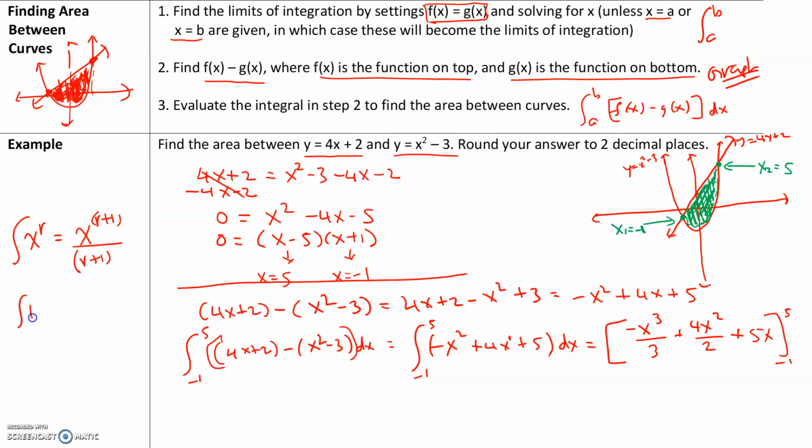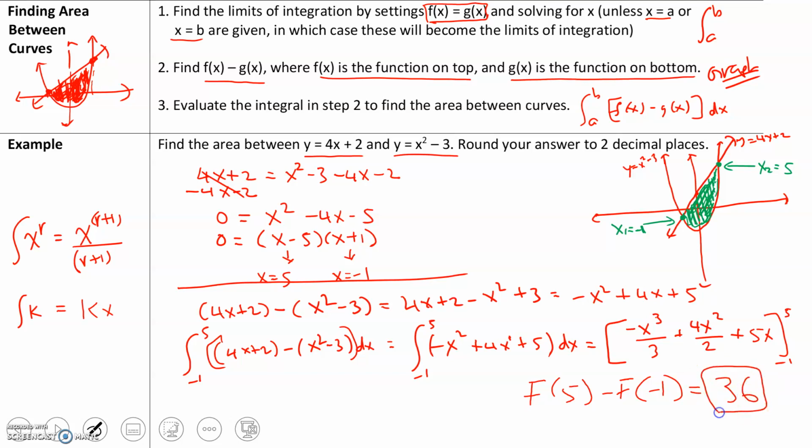For the last one, if you have the antiderivative or the integral of a constant, that just equals kx. So if you put this into Desmos, put in f of x equals negative x cubed over 3, plus 2x squared, and then plus 5x. Then put in f of 5 minus f of negative 1, and this will equal 36. So the area under the integral is equal to 36. This shaded area is equal to 36.